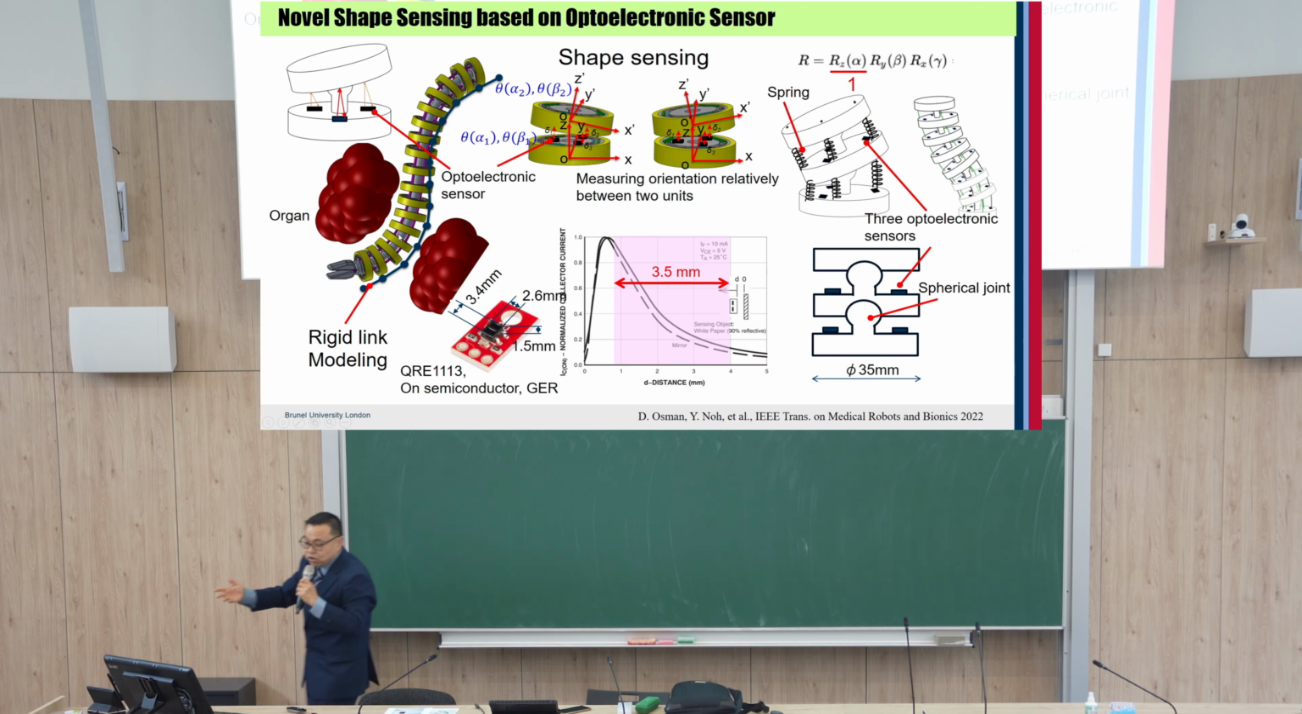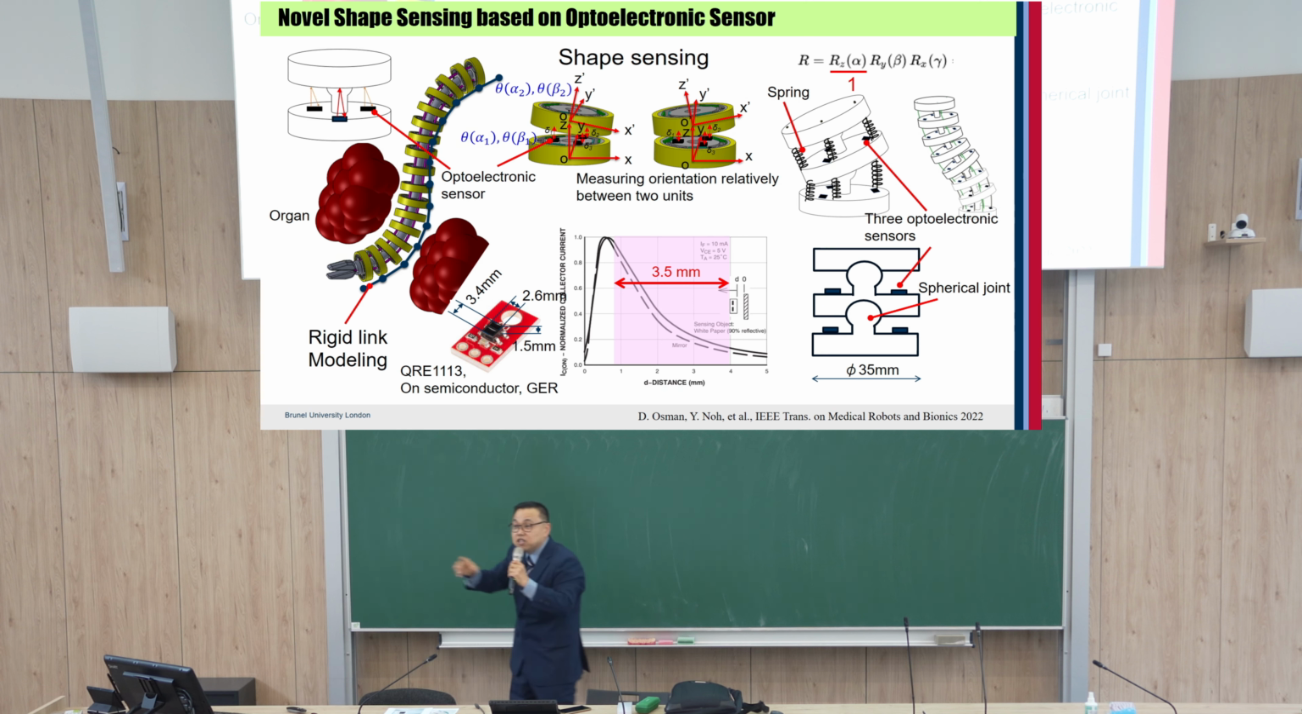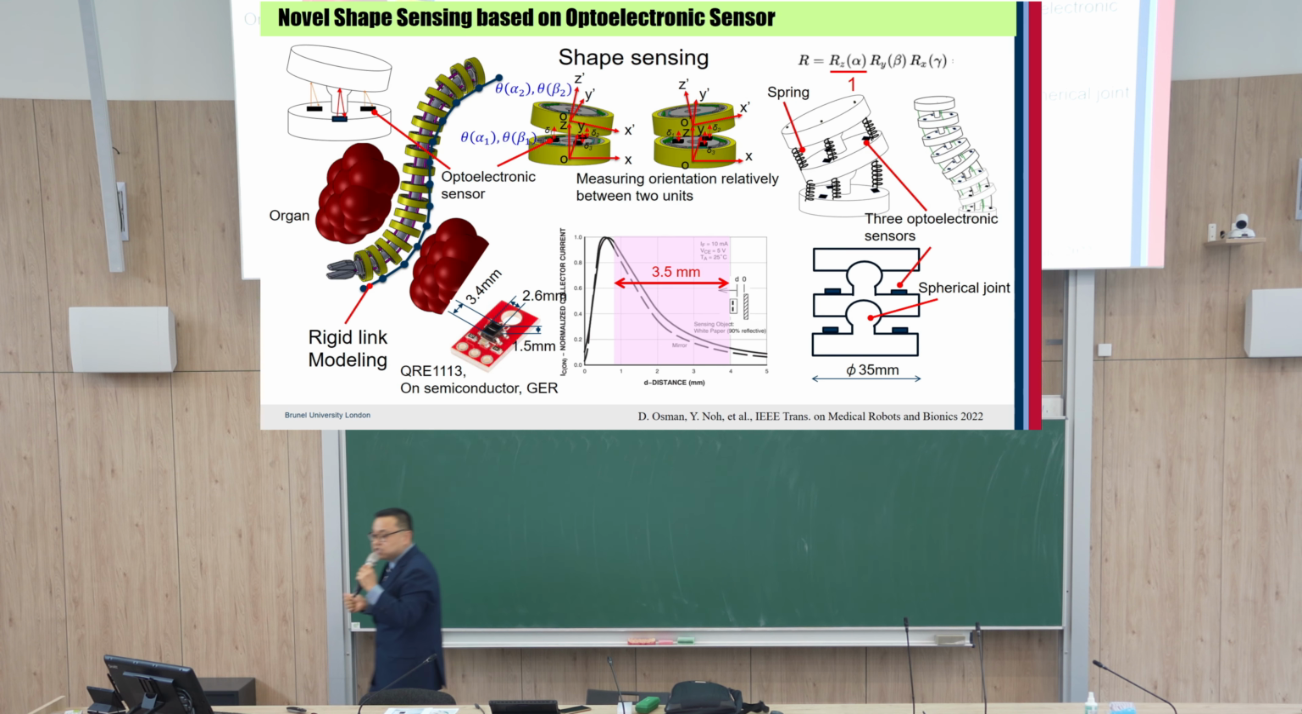Then you already know the rigid link model, right? Once you know the orientation matrix, we put them together, and eventually we can reconstruct the shape of this flexible manipulator.